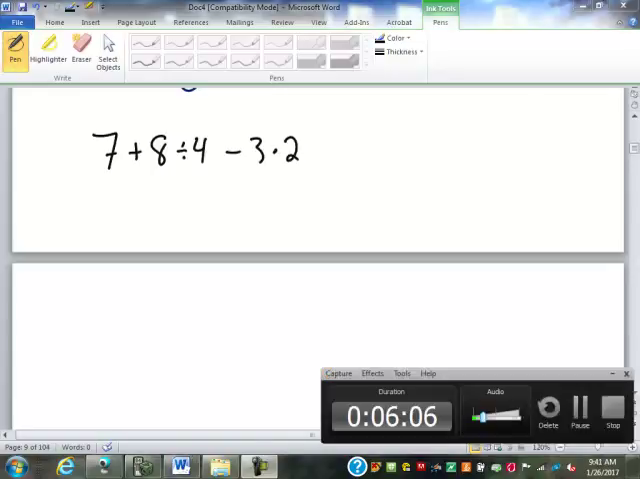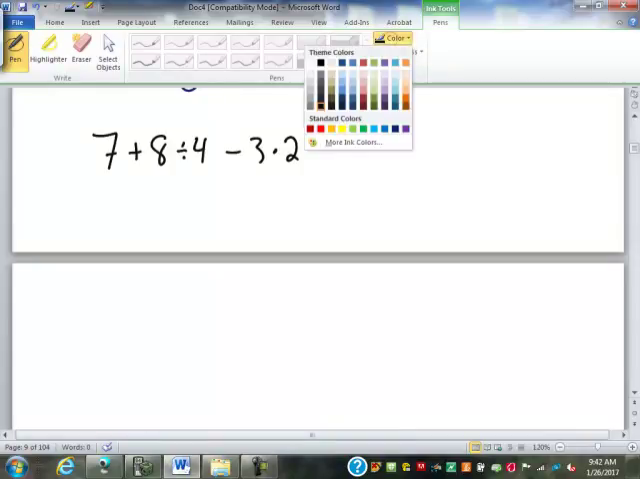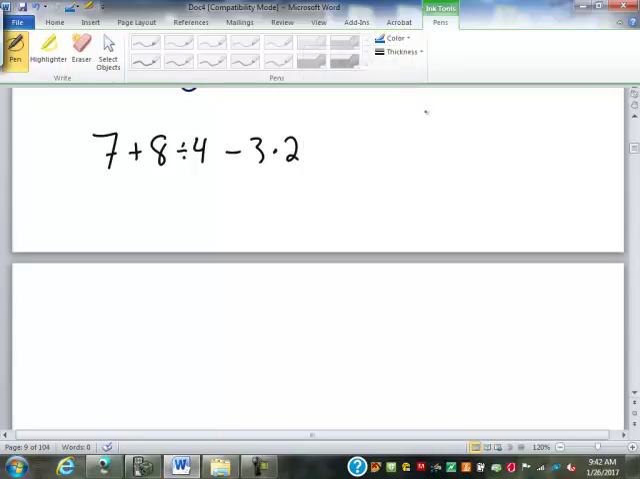Give that one a shot in your notes quick. So here again, there are no enclosing symbols. There are no exponents. There is multiplication and division. Which one do we do first? We go left to right.